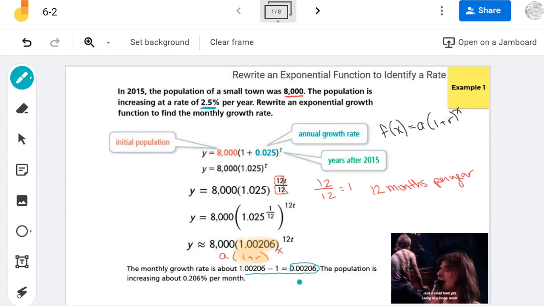Now here's our rate in decimal form, but we probably wanted it as a percentage, right? That's how we usually do it. And so they move that decimal 2 units to the right, and they got their monthly rate.